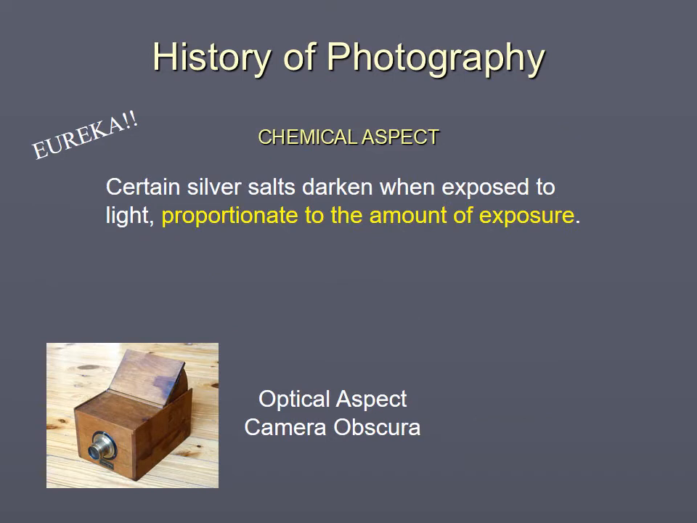But let's go to the chemical aspect of the discovery and the history of photography. Certain silver salts darken when exposed to light, proportionate to the amount of exposure, meaning that the more they get exposed to light, the darker they become.